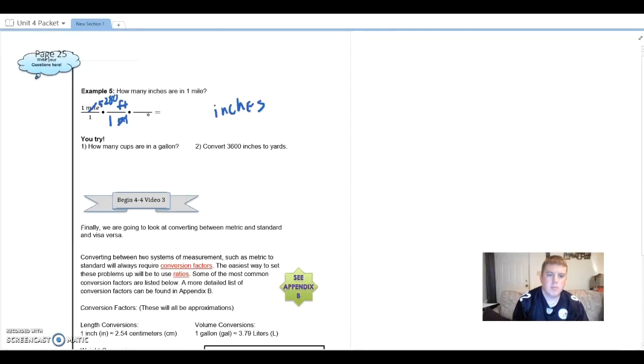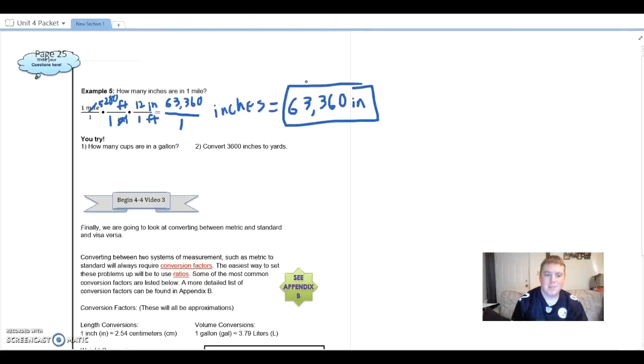So I need to keep going with my conversions. I need to cancel feet, so I'm going to put feet on the bottom, so I have 1 on top and 1 on the bottom. And on top, I'm going to put inches, because I know that there are 12 inches in every 1 foot. So I'm going to multiply across the top now, and I'm going to get 63,360. And then on the bottom, when I multiply 1 times 1 times 1 times 1, I'm going to get 1. So I divide the top by the bottom, and I get that my final answer is 63,360 inches.